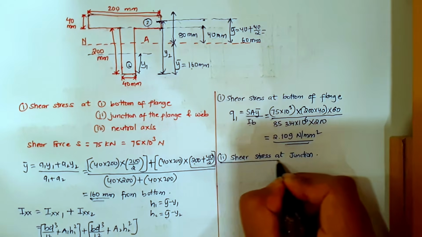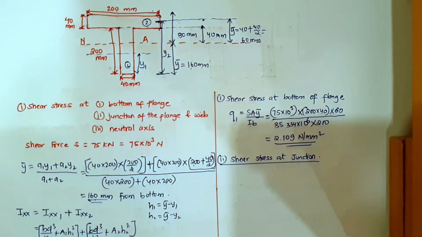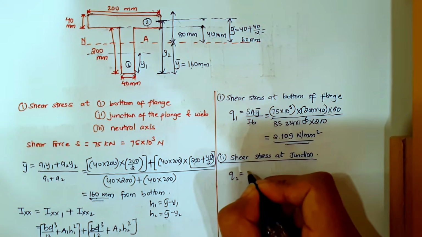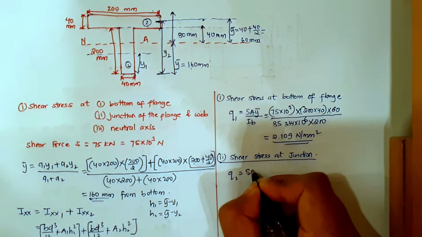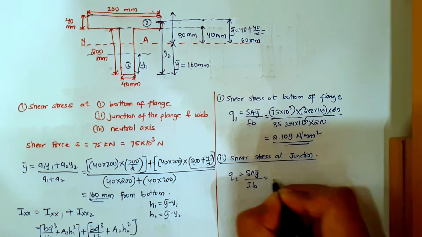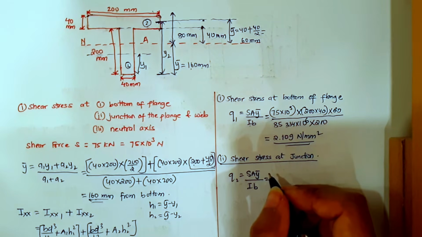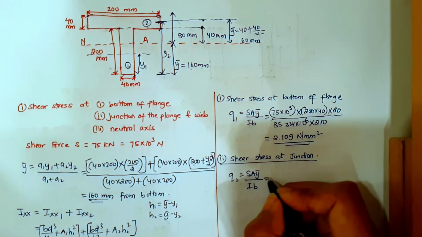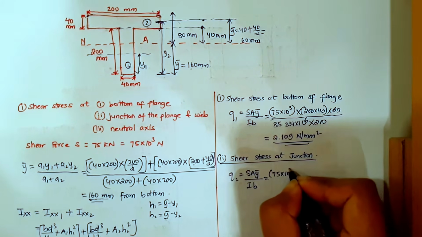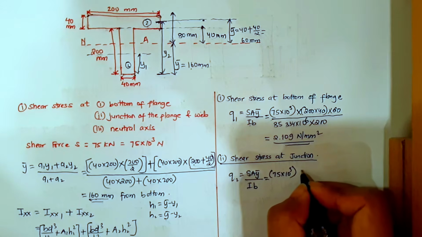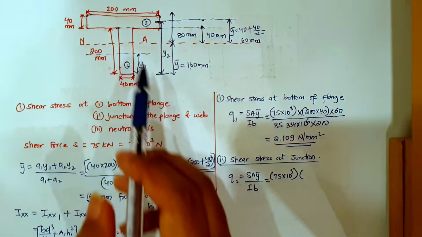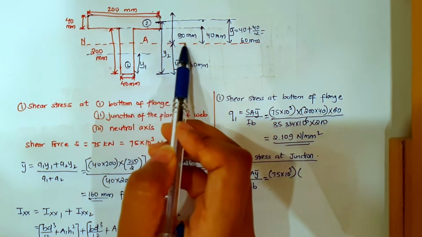Shear stress at junction will be equal to Q2, which is equal to S A y bar by I B. Here S will be 75 into 10 raised to power 3. Area will be the same again, since we are finding it at the junction, so the junction will be at this portion only.